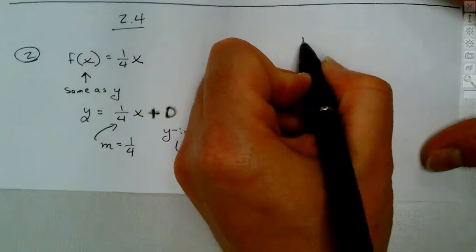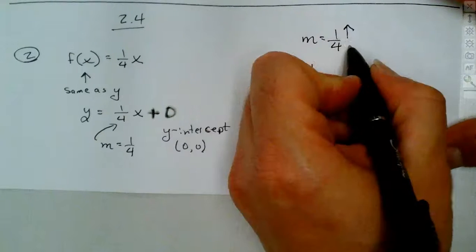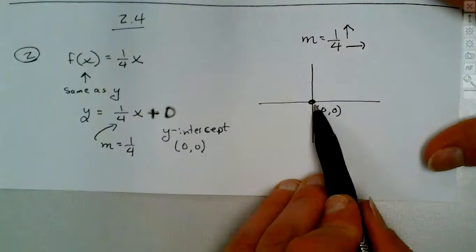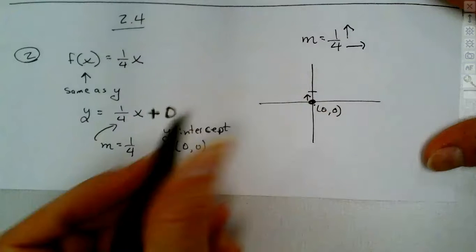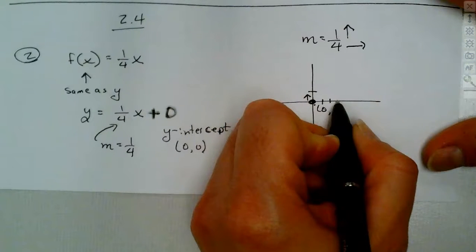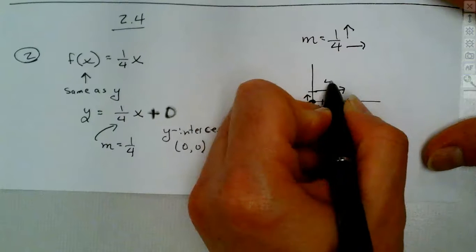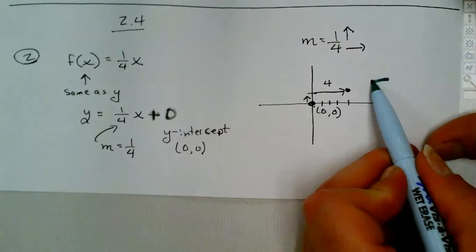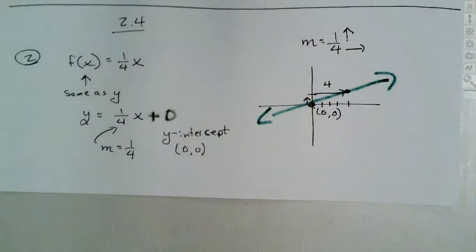And then my slope is 1/4. So that means we go up 1 and we go over 4. So we start at 0, 0, and we go up 1, and then we go over 1, 2, 3, 4. Up 1, over 4. We make our second dot, and then we can simply connect them together. And there is your line. Does that make sense so far?